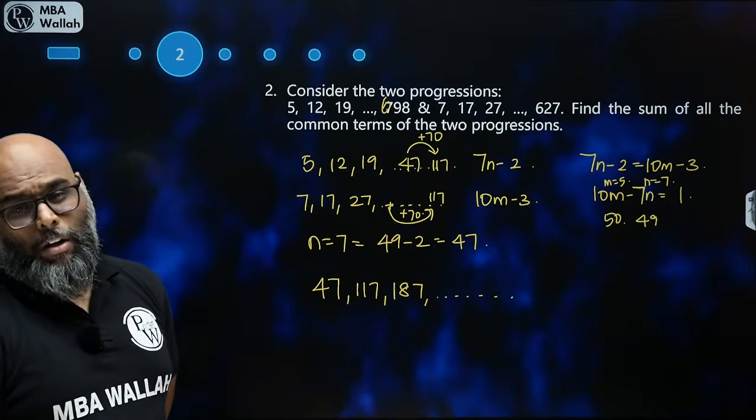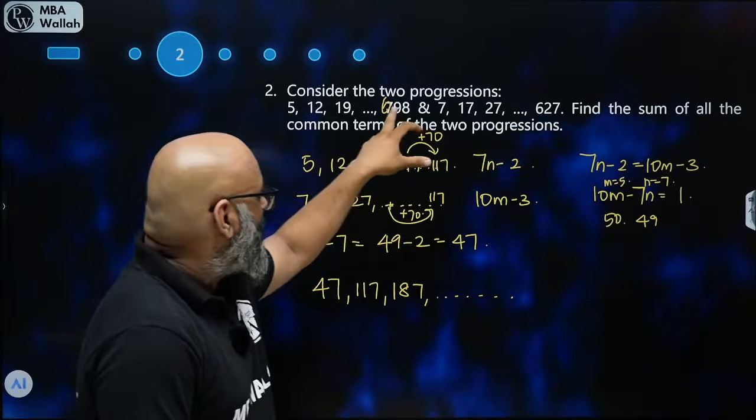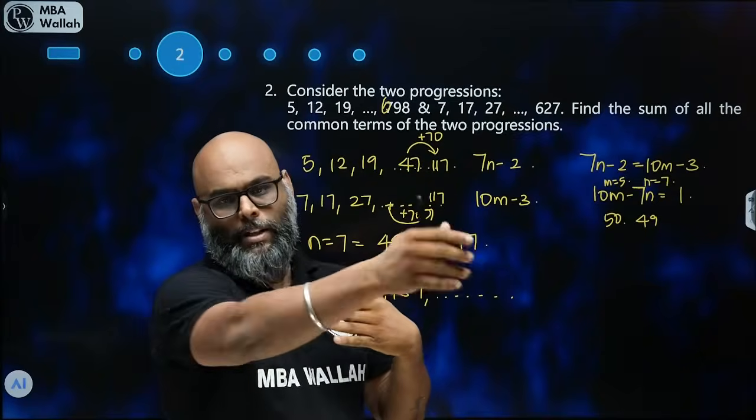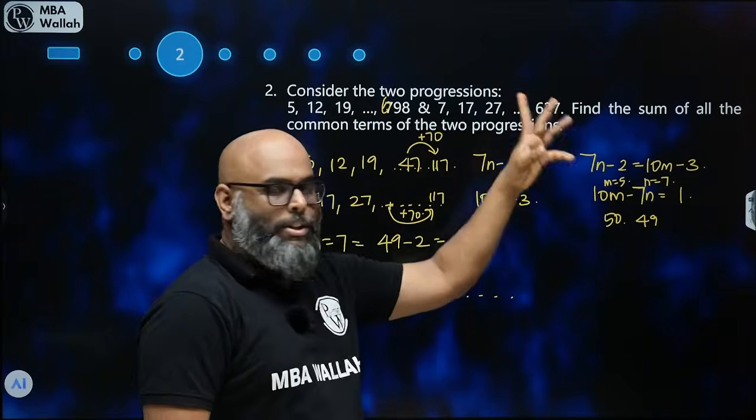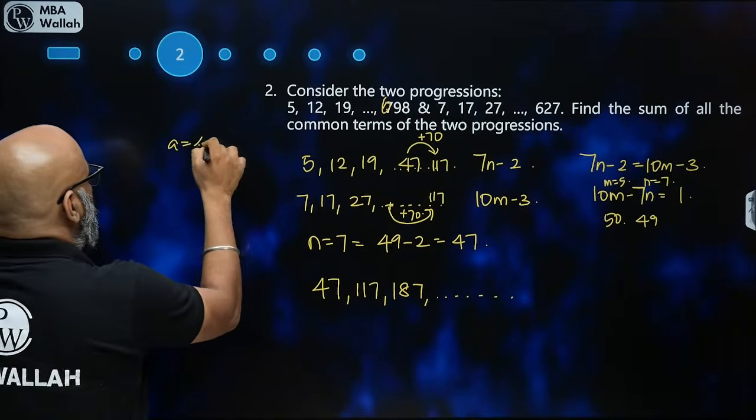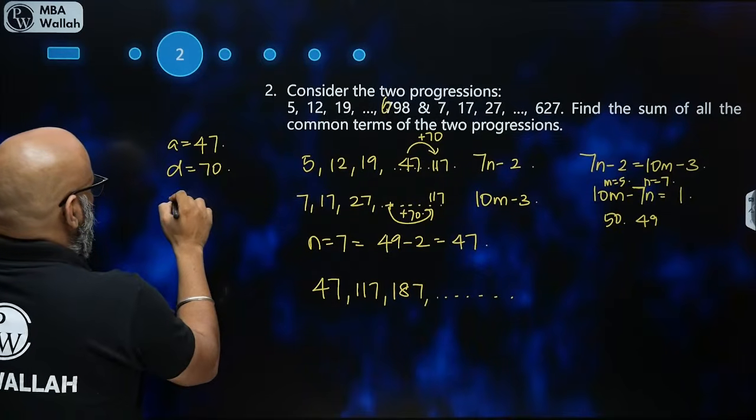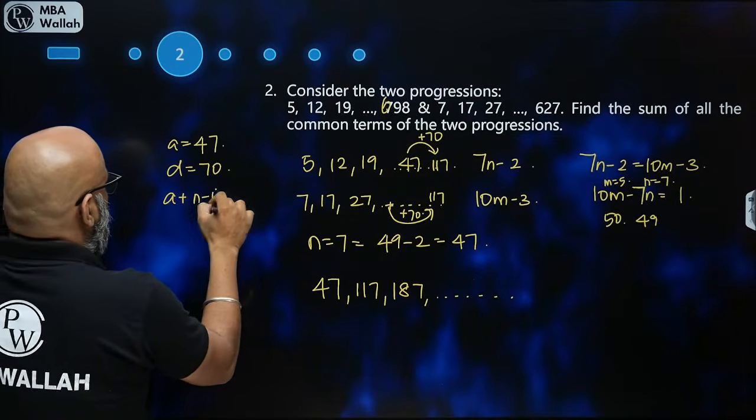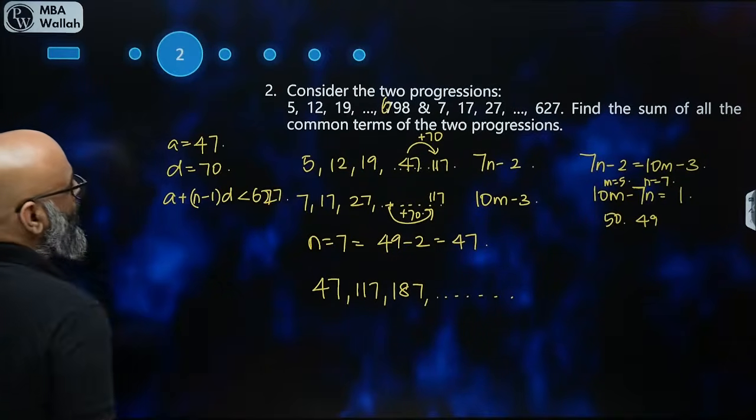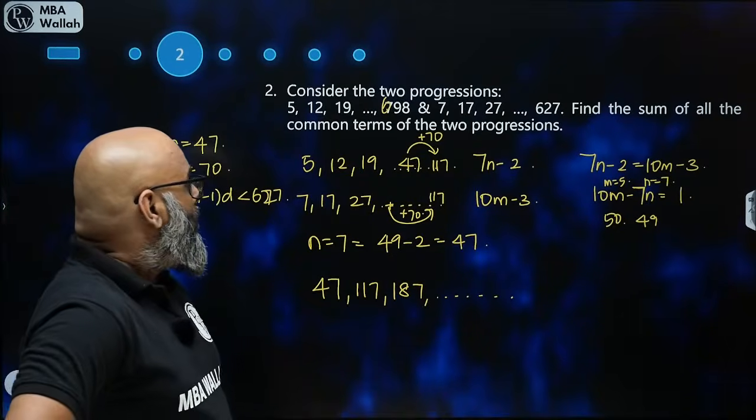But I cannot go all the way. I'm noticing that I have to stop somewhere at 627 or 698. Obviously, it has to be 627. This is the smaller number. You cannot go beyond 627 now, because this series goes to only 627. If that's the case, I know my A is equal to 47 and then my D is equal to 70. A plus n minus 1 into D is less than 627.